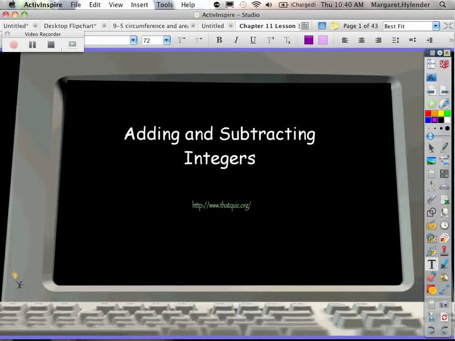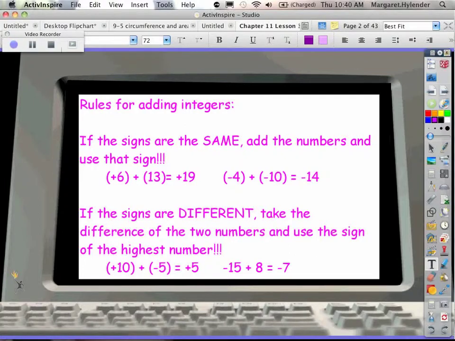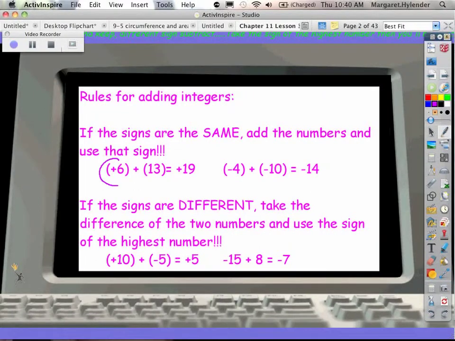So when I talk about adding and subtracting integers, there are many different ways that people subtract integers, but the easiest rules that we can use are: if the signs are the same, we're going to add the numbers and use that sign. I have a positive 6 and a positive 13, which is going to give me a positive 19. I have a negative 4 and a negative 10. I'm adding those together, so it's going to give me a negative 14.